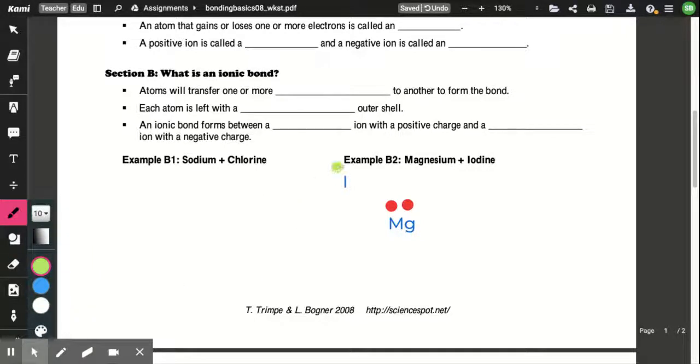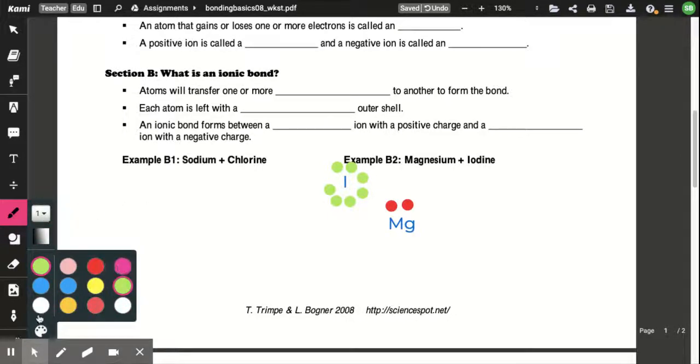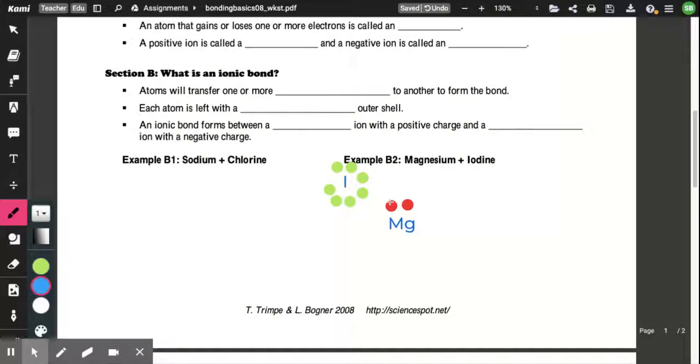Okay, so we'd have 1, 2, 3, 4, 5, 6, 7. So one of these electrons from magnesium needs to go over to the other side. We'll do it with blue. So we would show that this electron would go over here. And in reality, you'd probably want to reposition these so that you'd have the open spot here to represent that a little bit better. So let me just do that. Erase that guy, replace him.